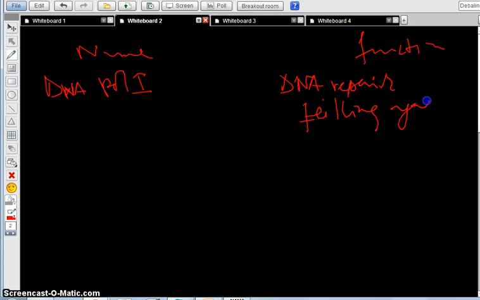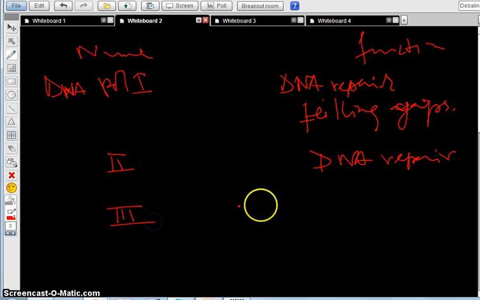Okay, now the next is the pol 2 enzyme, which is mainly associated with the function of DNA repair, and the third one is the most important one because it is completely devoted to the replication of both the leading strand and the lagging strand. Now here comes the next question: what is the leading strand and what is the lagging strand?